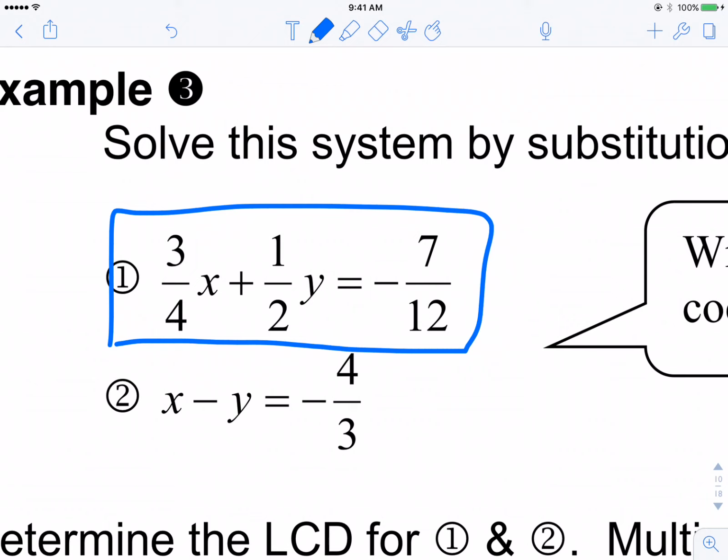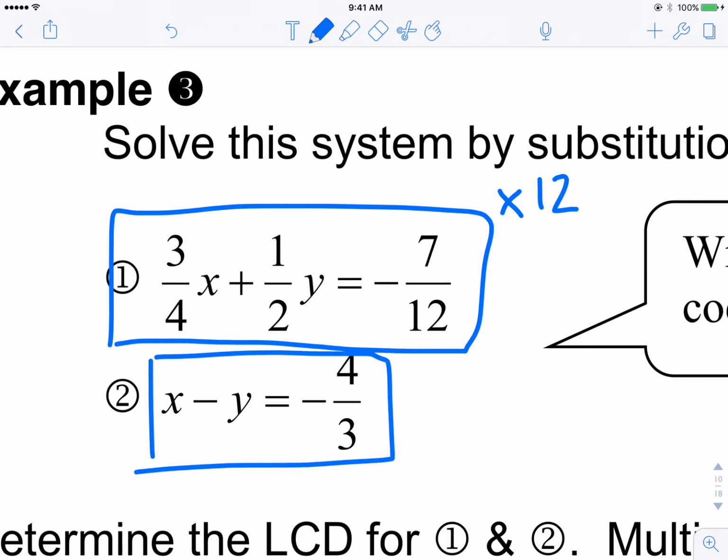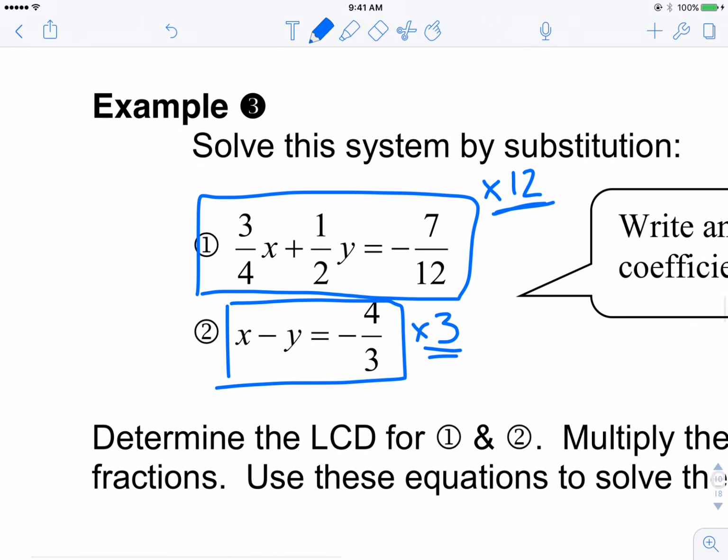The lowest common denominator for equation 1 is 12. So I need to multiply each term in this equation by 12. Lowest common denominator for equation 2 is 3. So I multiply each term in that equation by 3. And when we do that, you'll see that all the fractions will reduce. And we haven't really changed the equations at all. We've just increased them by a factor of 12 here, by a factor of 3 here. So we're not changing them, we're just making them bigger.